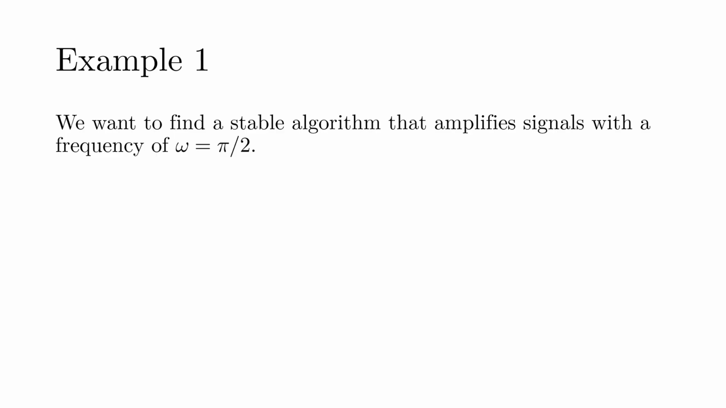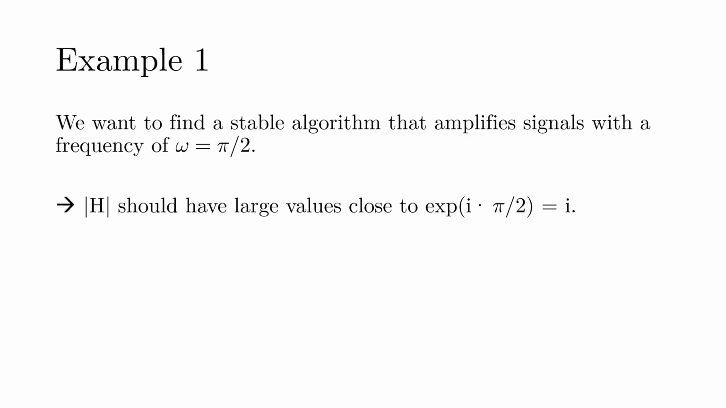Let's start with this. So what we want to find is a stable algorithm, so only poles in the complex unit circle, that amplifies signals with a frequency of pi over 2. So I want a transfer function which has large values close to e to the i times pi over 2, which is i. So I could, for example, choose a pole at i over 2. I can't choose a pole at i directly because that would make my whole thing potentially unstable, but I can choose poles arbitrarily close to i, and depending on how close my pole is to i, my transfer function later will be broad or narrow.